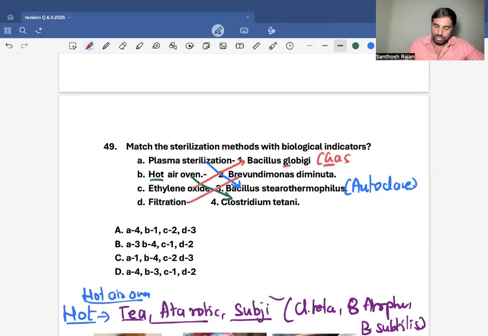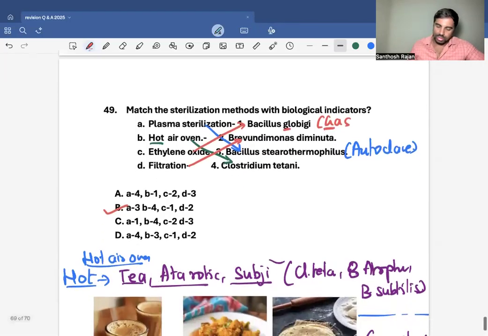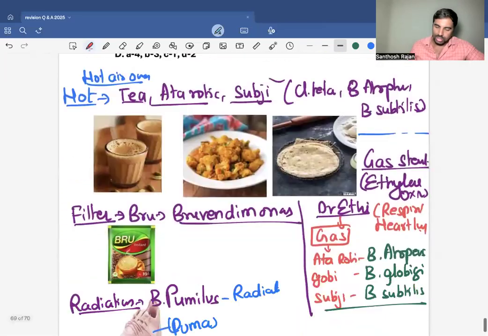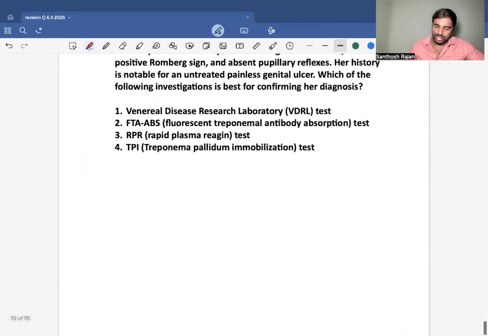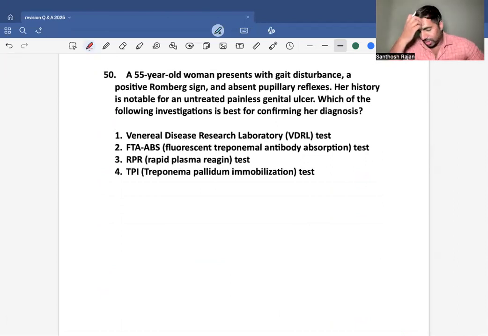So Brevundimonas. Okay. So A is 3, B 4, C 1, D 2. Okay, fine. That's all. Now, this is the last question. Okay. Easy one, you'll find it.